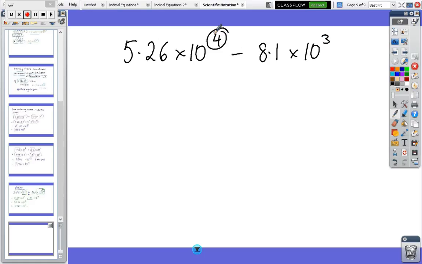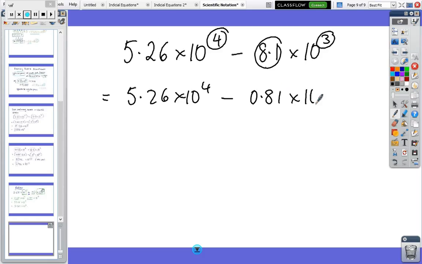So we'll go to the bigger number. So that's okay. If I'm going to make that into a bigger number, I've got to make that smaller. So that's going to be 0.81 by 10 to the 4. And then I've just got to do my subtraction. I'll get my calculator, just a bit lazy. 5.26 minus 0.81, and I get 4.45, and it's times 10 to the 4. Okay, so you can add and subtract as well as multiply and divide. And that's it. Thanks.